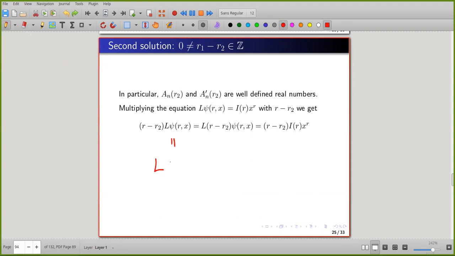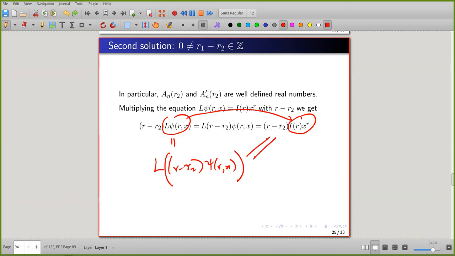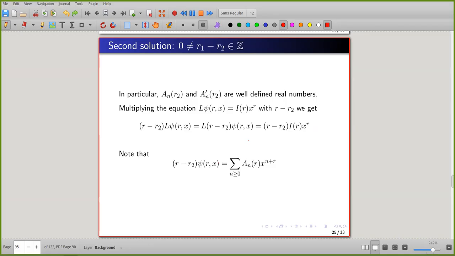This object is equal to, on the one hand, L(r - r2) into psi of r x, this whole thing. And on the other hand, since these two are equal, the product of these two is up. So the operative thing we need is this equality. Okay, so let's go ahead.